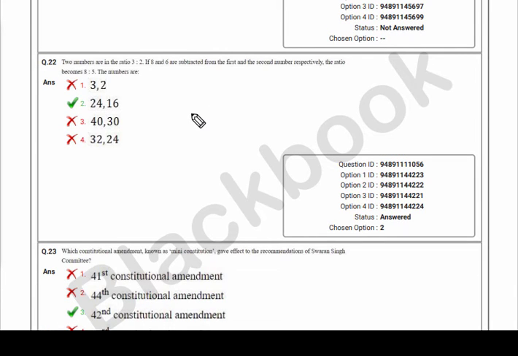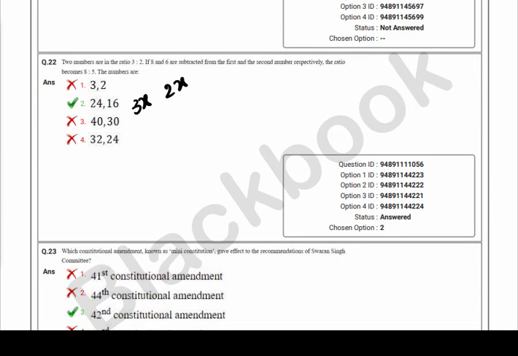Next problem. Two numbers are in the ratio 3:2. If 8 and 6 are subtracted from the first and second number respectively, then the ratio becomes 8:5. Here don't think of any shortcuts, it's a waste of time. All the numbers they gave are very simple, 8, 5, 3, 2. It looks calculable, so don't think of any shortcuts, just take the numbers as 3x and 2x, okay?